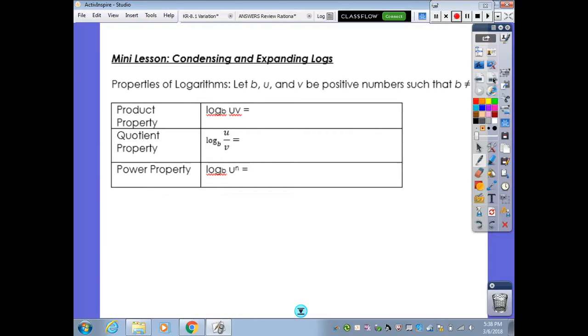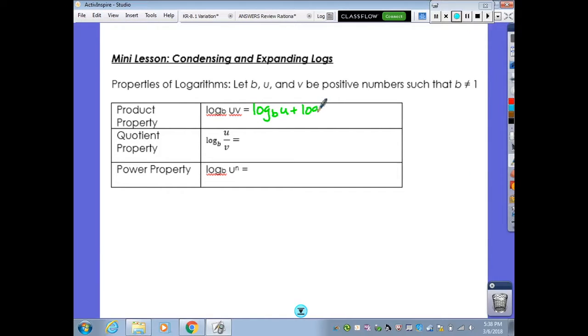So now a mini lesson, just a recap of what we did last time. Some properties of logarithms. The product property that we have here, we know that we can separate to be log base b of u plus log base b of v. We know the quotient property we can separate to be log base b of u minus log base b of v. And the power property, we know we can make this n log base b of u.